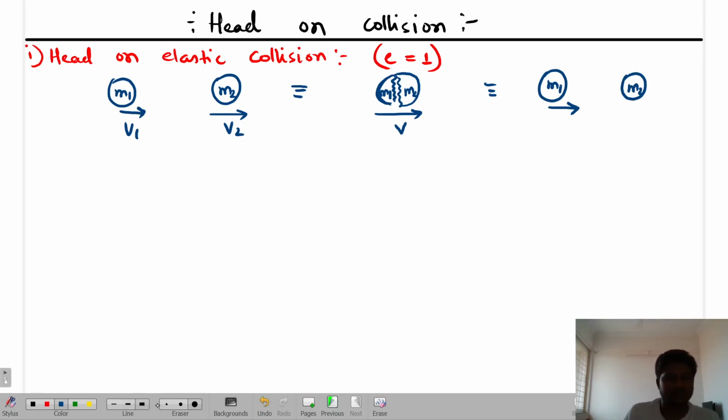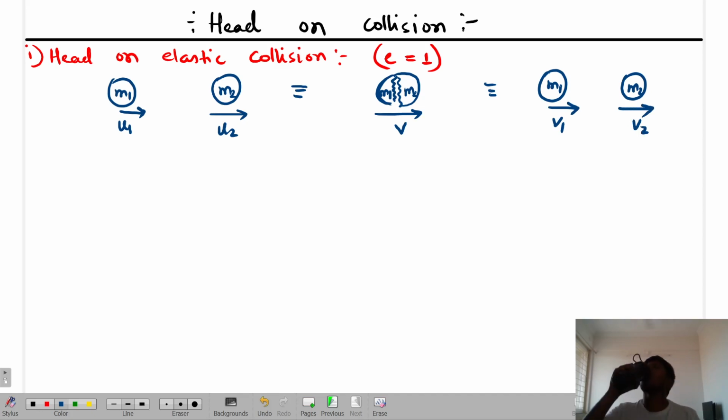Sorry, let us just use our convention. Let us just call it u1 and u2. This is v1, and then they move with v2. Are you able to get me or not?